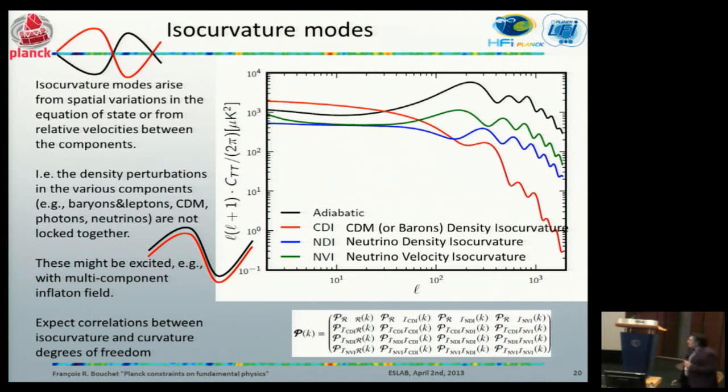Isocurvature modes. Well, as I told you, inflation has naturally adiabatic fluctuations, in which all the components are actually locked together. Isocurvature modes arise when there are spatial variations in the equation of state or velocity field between the different species. So that they have zero curvature, but they are distributed in different ways, like strings would be an example of that. So here are various contributions that one may have, and they are not in phase.